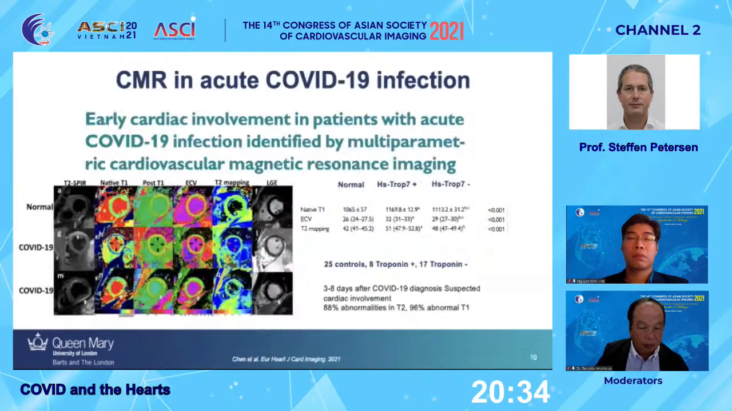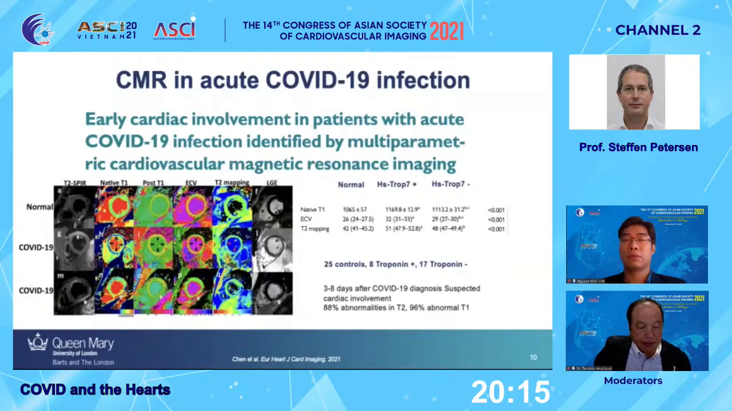CMR studies assessing myocardial injury in the acute setting of COVID-19 infections are rare, and this is mainly due to the inability of patients to tolerate the scan or for infection control reasons. This is one study providing some evidence of CMR findings in the acute setting.